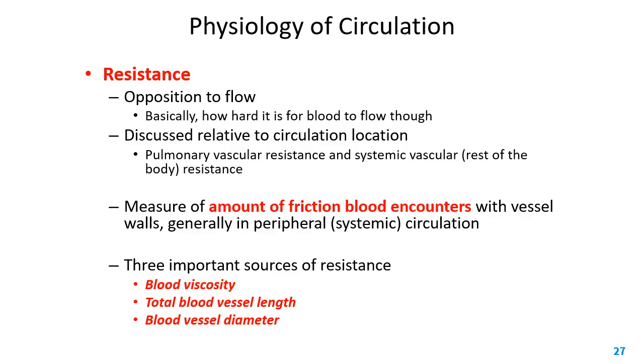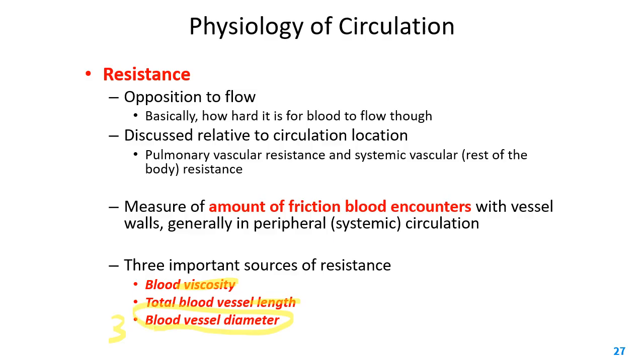Okay, so opposing the flow, and it is based on three things. Three things that are very, very important to oppose the blood flow. One of them is how viscous the blood is, so the viscosity. Another is how long your blood vessels are. And the third and most important factor is how wide the diameter of the blood vessel is.